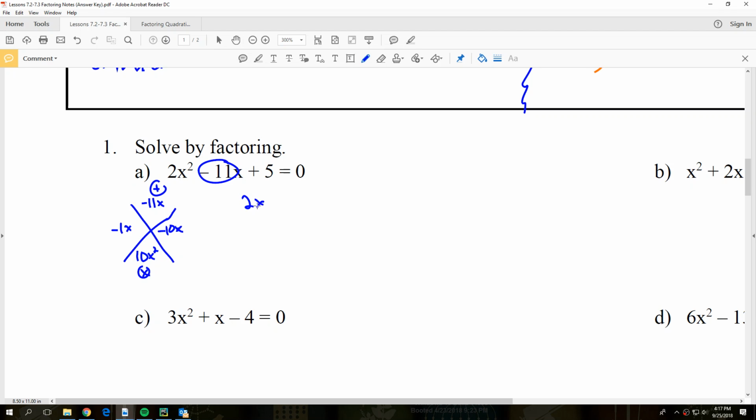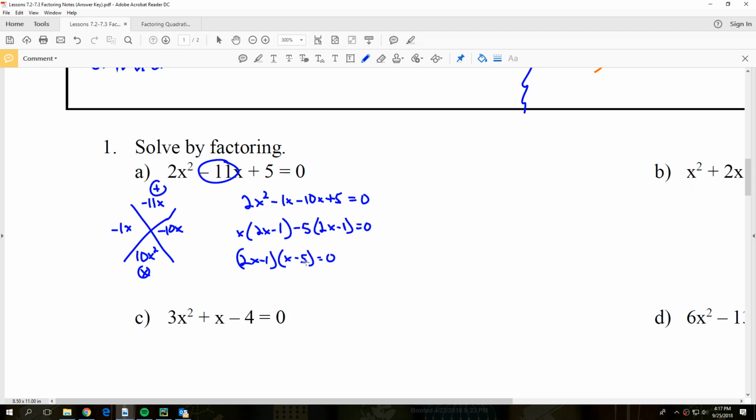So we will say 2x squared, and instead of negative 11x, it's going to be negative 1x minus 10x, and then plus 5 is equal to 0. I'm going to factor by grouping in this case. I'm going to pull out an x from the first two, and that leaves me with 2x minus 1. The next two, I'm going to pull out a negative 5, and that leaves me again with 2x minus 1 is equal to 0. I have a greatest common factor of 2x minus 1, so I'm going to pull that out front, 2x minus 1, and I'm left on the inside with x minus 5 is equal to 0.